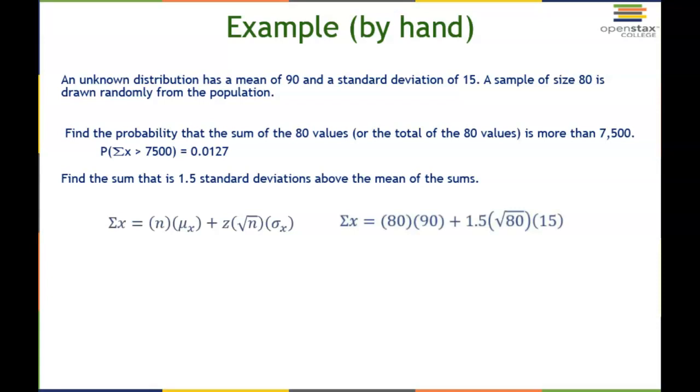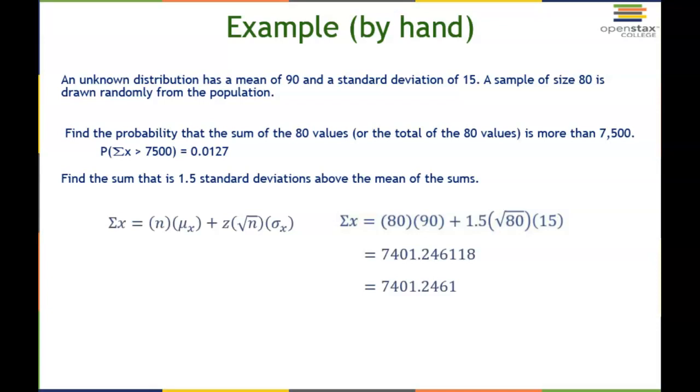N is 80. Mu sub x is 90. Z is the 1.5 standard deviations away. Square root of n. And our sigma x is 15. So plugging all these values in, we get our sum of our x's will be 7401.2461.